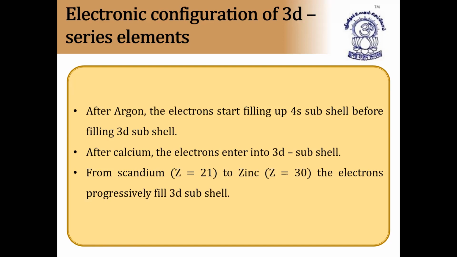After argon, the electron starts filling 4s instead of 3d because they belong to different subshells and have different properties. That's why they are placed in the d subshell. Next.